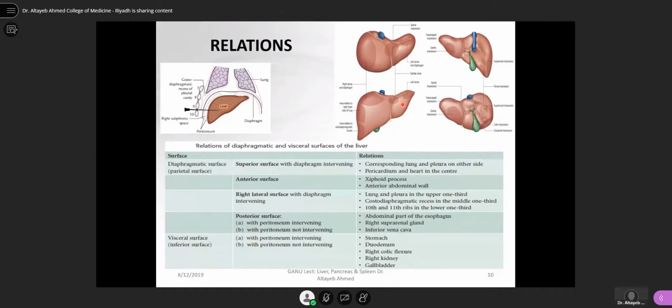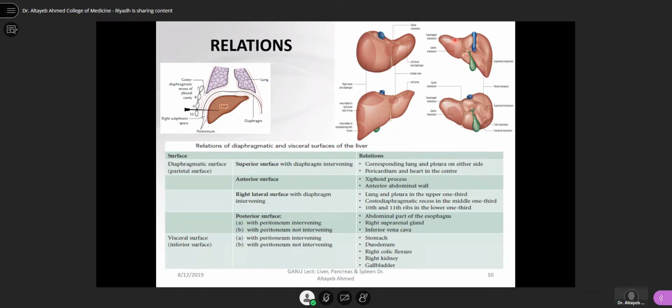Posteriorly, we have peritoneal coverage, as we said, except for the bare area of the liver. Here we may have the kidney and the suprarenal gland, and here we have what we call hepatorenal pouch. This area is related to the colon. That's why we call it colonic impression. Here we have the stomach, and here we have the esophageal impression.